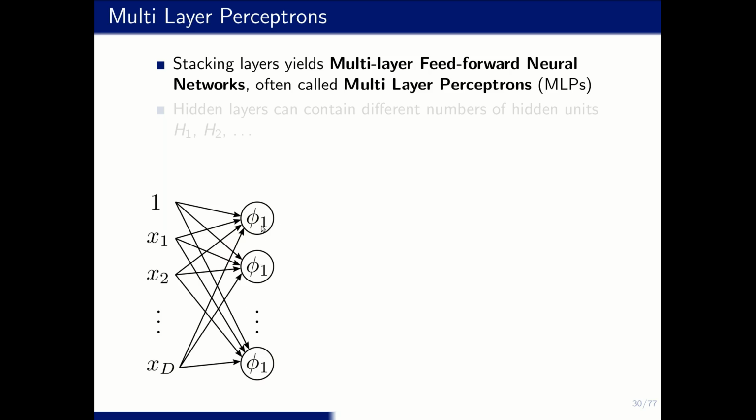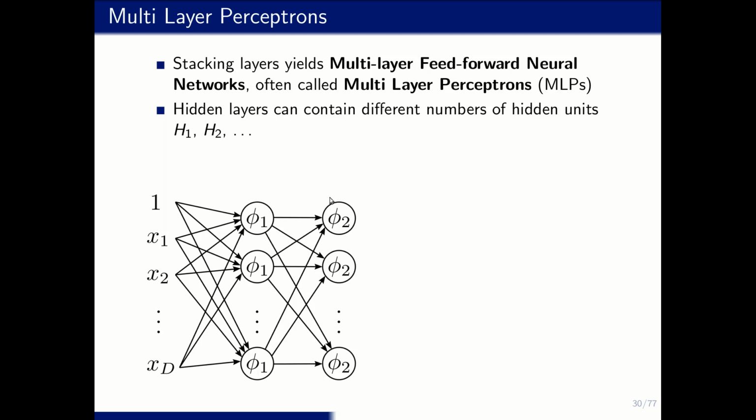And now we can just pretend that these are actually the inputs and send them through another hidden layer. And we can now use a different number of units here. So for example, we could have H1 units in the first layer, and we could have H2 units in the second layer. For example, H1 could be 100, and we would have 100 units here. H2 could be 200, and we would have 200 units here. So we can have different numbers of units in the layers. And of course, we can also use different nonlinearities. So we would use a nonlinearity phi1 here, and a nonlinearity phi2 here.